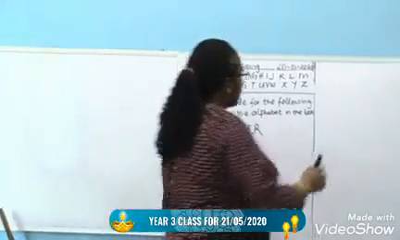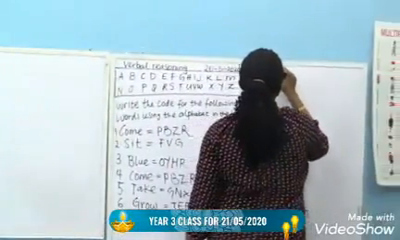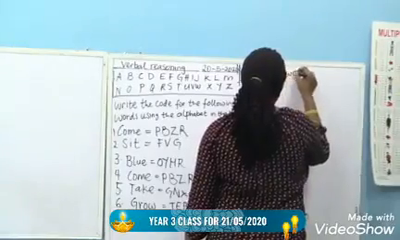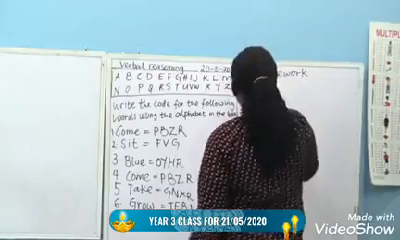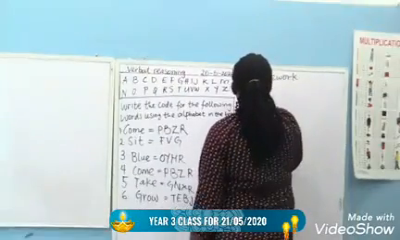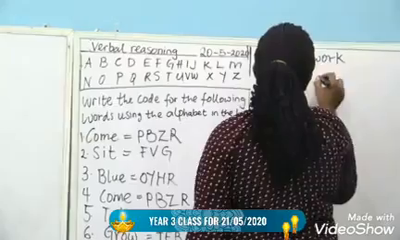Let's have a homework, something we can do on our own at home. Using this alphabet in the box, find the codes for the following words.